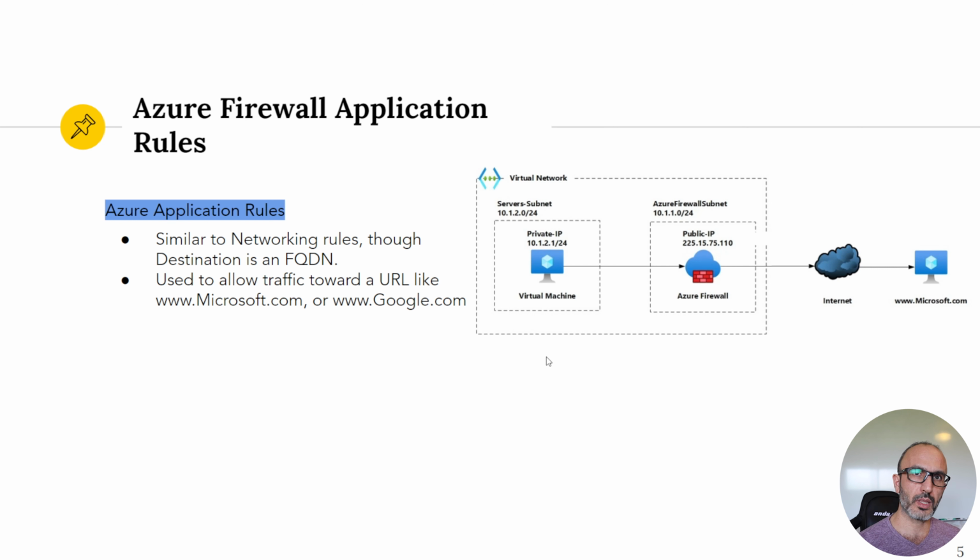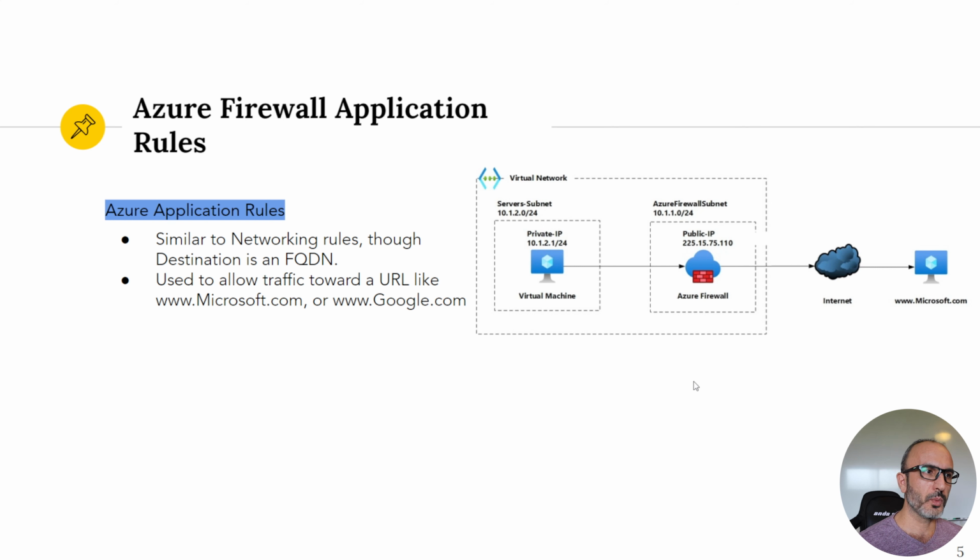And finally, one of the features of the Azure Firewall is that you could use it in a similar fashion to the classic way where you have a source and destination, but the destination this time is a URL, or what is called a fully qualified domain name, or FQDN. So instead of saying I want to allow traffic to 8.8.8.8, or putting a specific IP address, you just say I want to allow traffic towards Microsoft.com or Google.com.